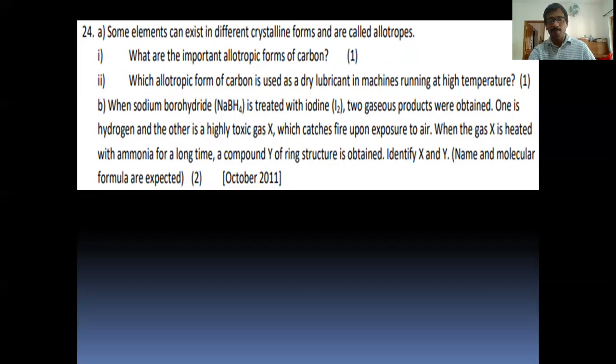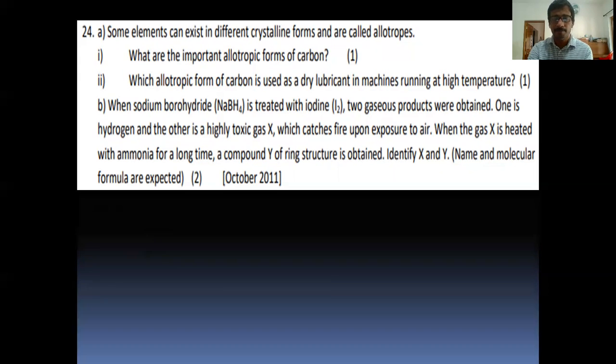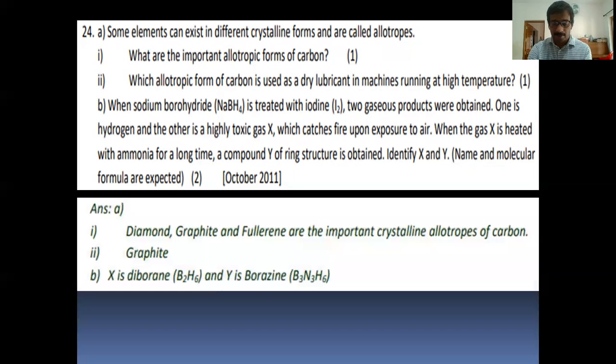It catches fire upon exposure to air. When gas X is heated with ammonia for a long time, a compound Y of ring structure is obtained. When diborane is treated with ammonia, we will get inorganic benzene, that is borazine. So Y is borazine, B3N3H6. That is an important question. How will you prepare borazine from diborane? That is an important question. Study it well. Borazine, you can see it.